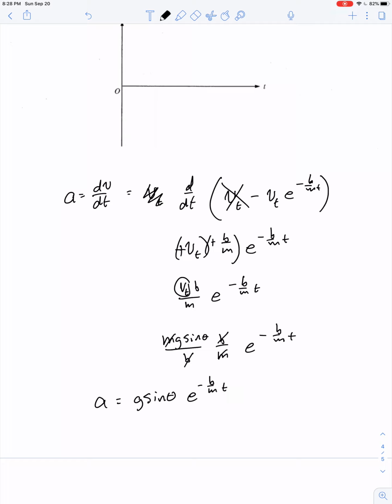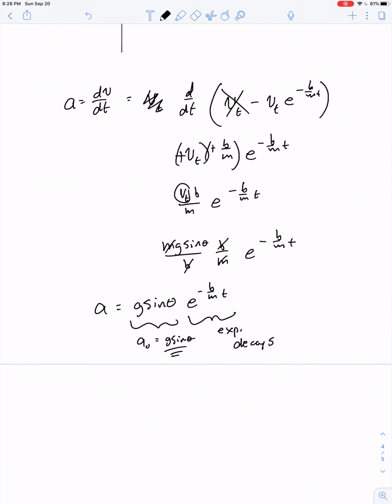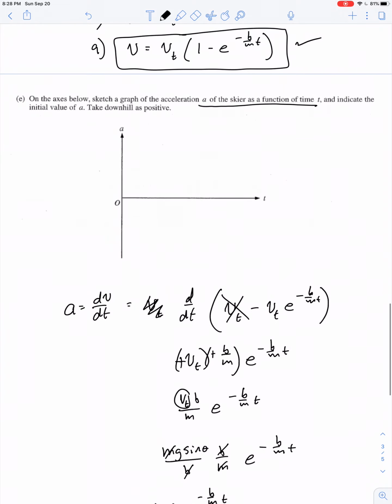So this is telling us that the initial acceleration is equal to g sine theta, and from there it exponentially decays. And we would expect the initial acceleration to be g sine theta because that's the acceleration you get for objects when they're on an incline. So the graph just looks like this. The acceleration exponentially decays and approaches 0 asymptotically, and it has an initial value of g sine theta.